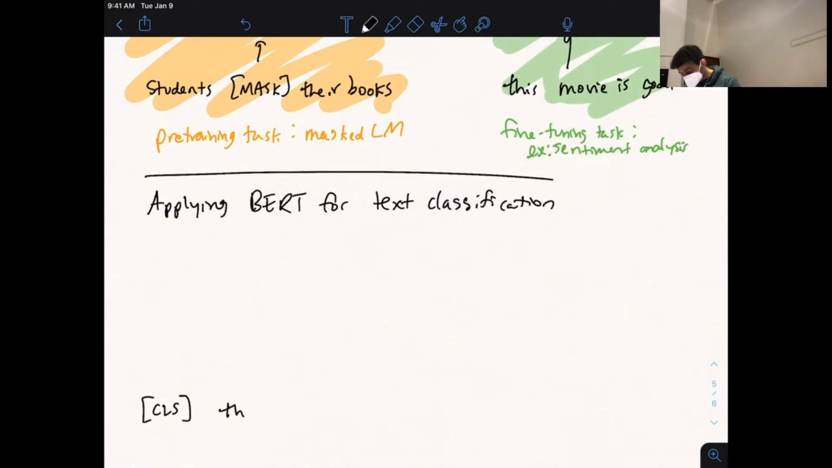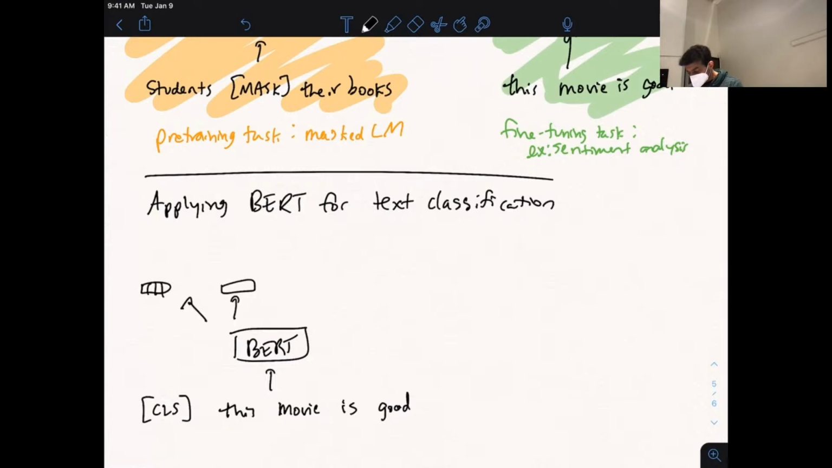So it could be something like this movie is good. This is an example that I get in my sentiment data set, and I prepended the CLS token, which is a special token. Now I pass this whole thing into BERT, and I will get a vector associated with every single token in the input, including one for the CLS token.